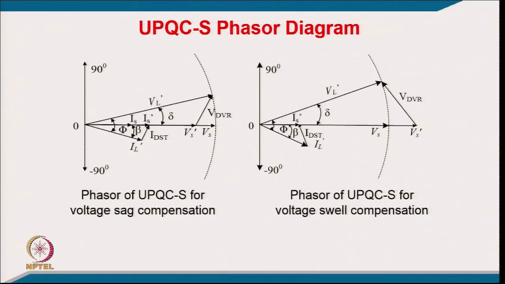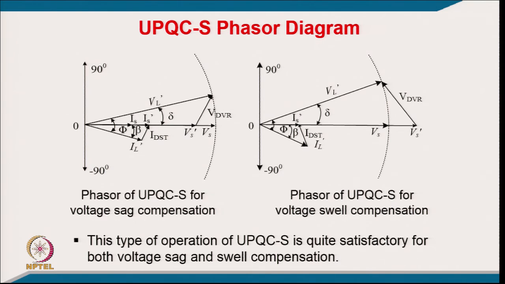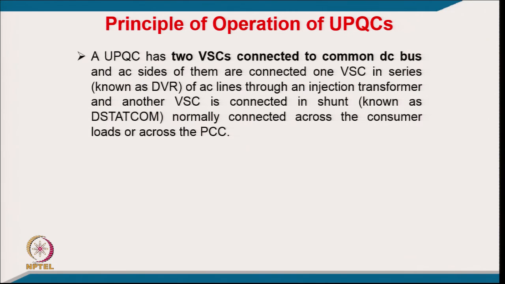Normally we consider the shunt compensator is already providing unity power factor operation. So the series will be able to inject voltage at any angle with respect to the current, because the reference for the injection of the voltage is normally considered with the current, because of the active power and reactive power we discussed earlier. And the operation of UPQC-S is quite satisfactory for both voltage sag and voltage swell compensation.